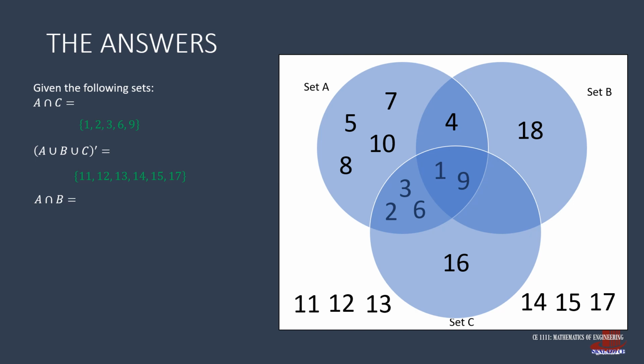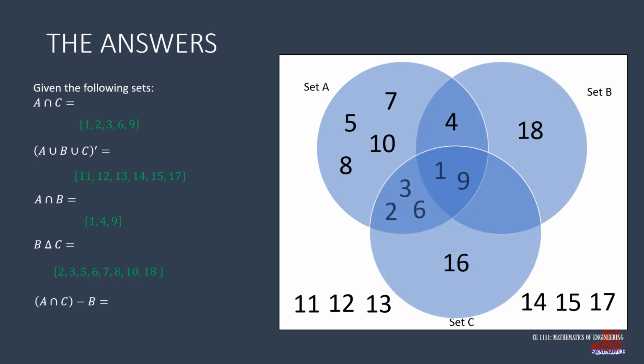The third requirement is the elements in the intersection of sets A and B. They are elements 1, 4, and 9. The next requirement is for the symmetric difference of sets B and C. By definition, symmetric difference is the union of the two sets B minus C and C minus B. Practically, this means the union of the two sets except their intersection, giving elements 4 and 16 from set B, and 2, 3, 6, and 18 from set C.